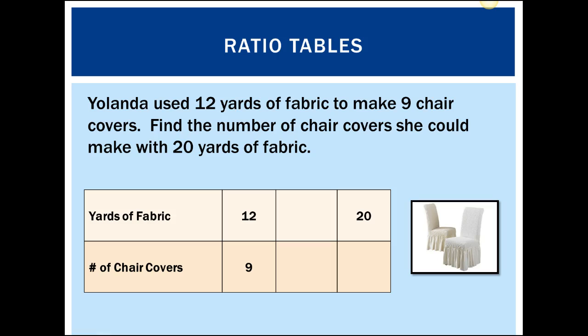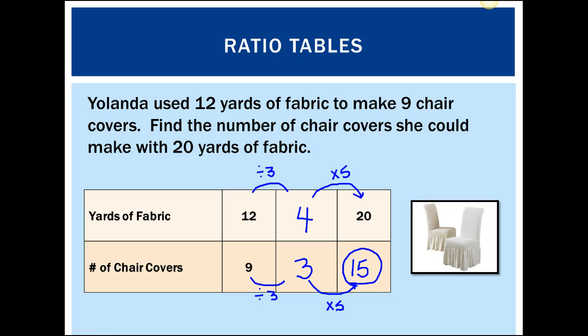So to simplify the fraction, I can divide both 12 and 9 by 3. And this gives me 4 over 3. Now I can get directly to 20 from 4. I know that 4 times 5 is 20, and 3 times 5 is 15. This tells me that Yolanda can make 15 chair covers from 20 yards of fabric.